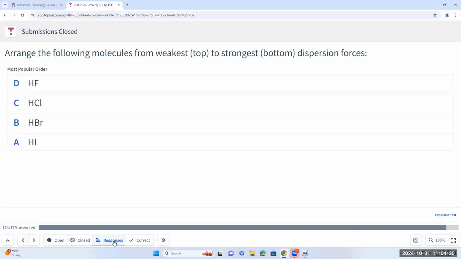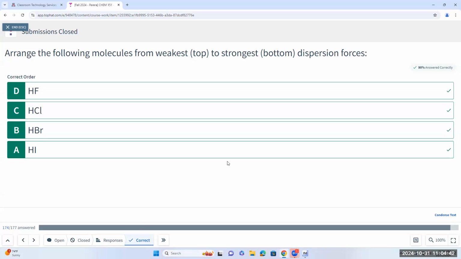of the dispersion forces. HF is expected to have the weakest dispersion forces, while HI is expected to have the strongest dispersion forces, and that's the correct answer as well, 90%, which is really good. Okay, one more time, the dispersion forces depends on the polarizability, which depends on the number of electrons.